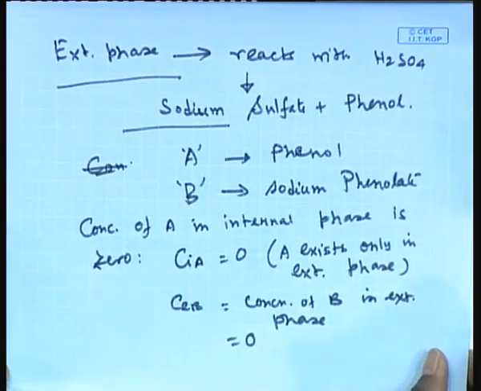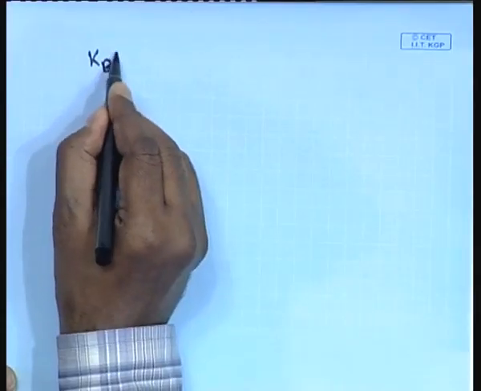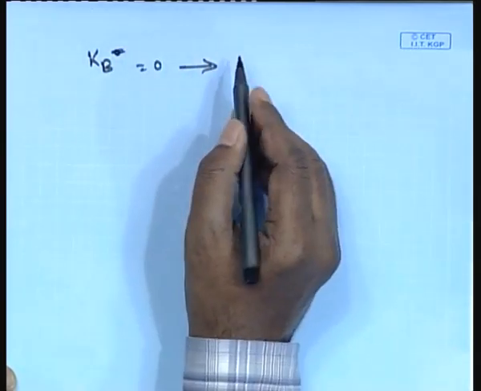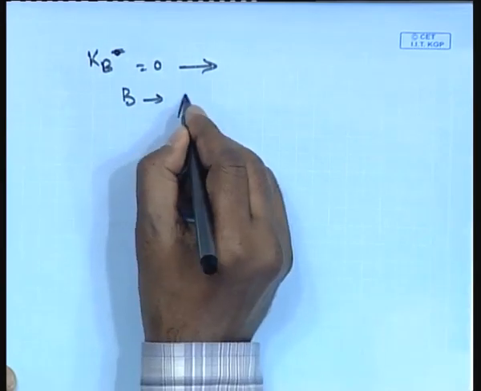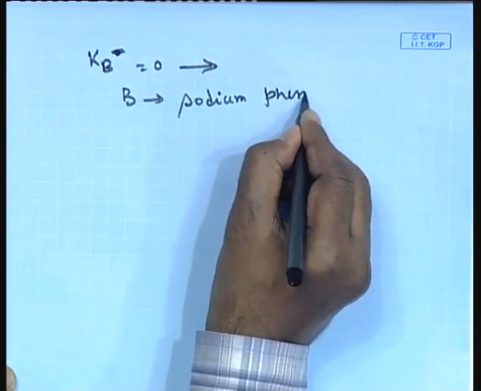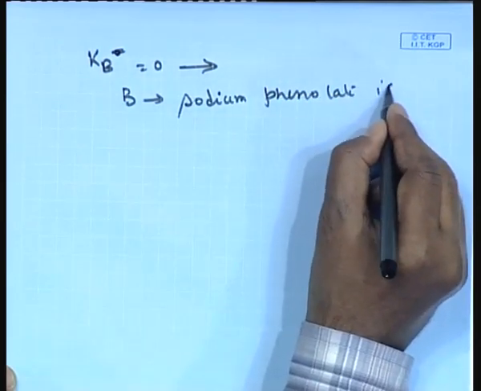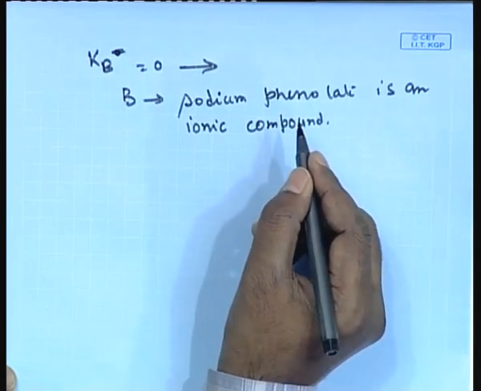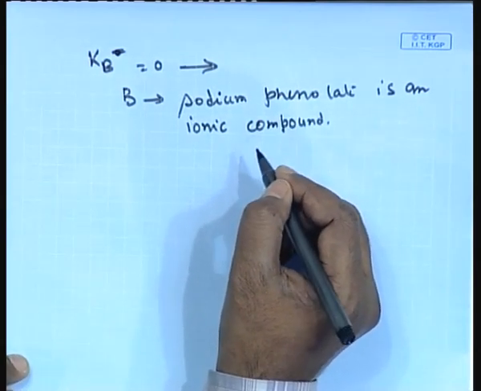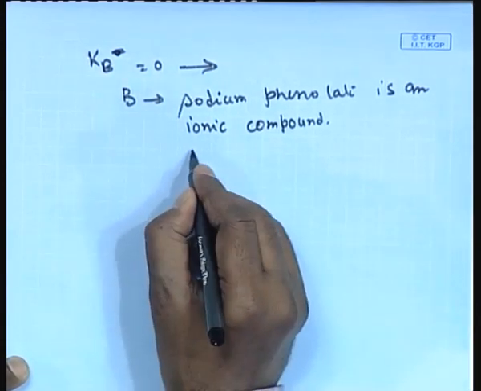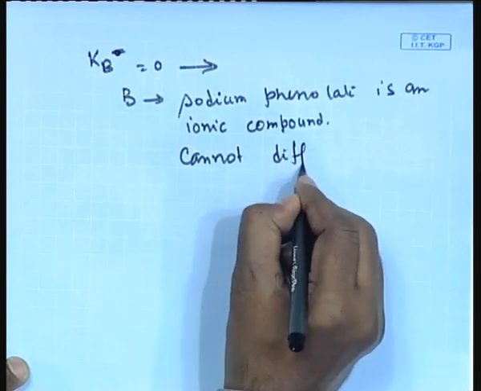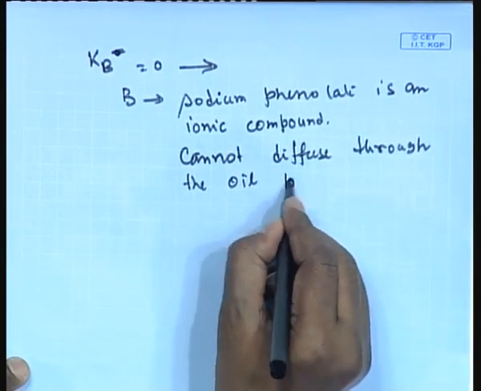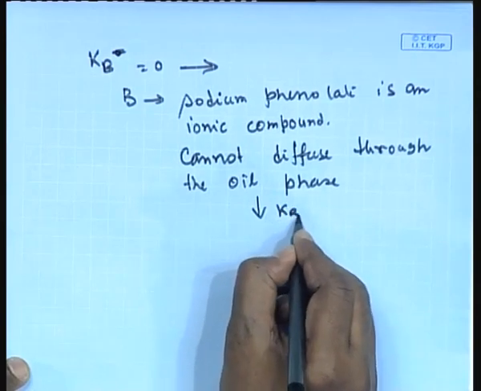Since this concentration in the external phase is 0, and the third assumption is that Kb naught is equal to Kb equal to 0, because B, the sodium phenolate, is an ionic compound. That means it is hydrophilic in nature. It does not like the hydrophobic environment of the oil or the membrane phase. So, it cannot diffuse through the oil phase. That means your Kb is equal to 0.